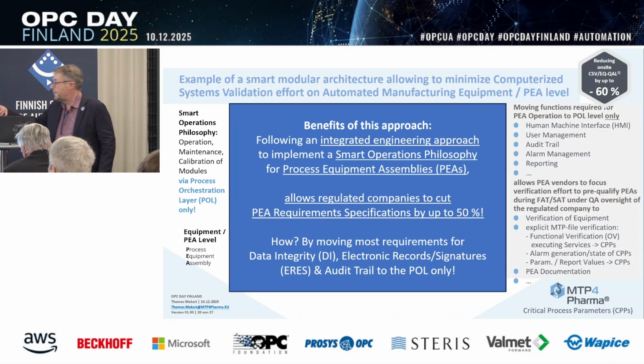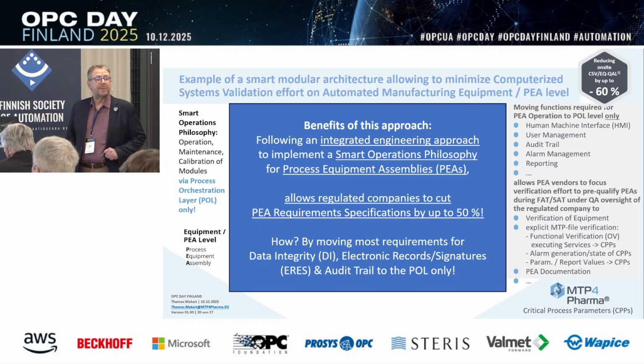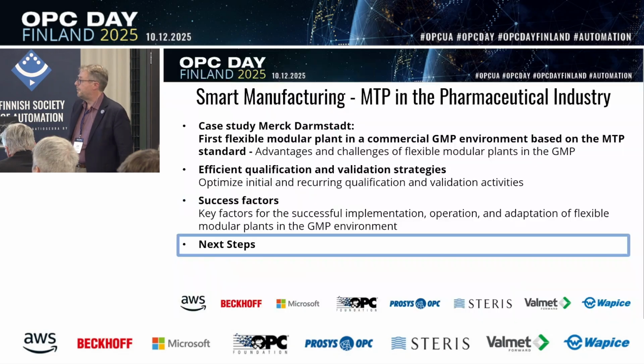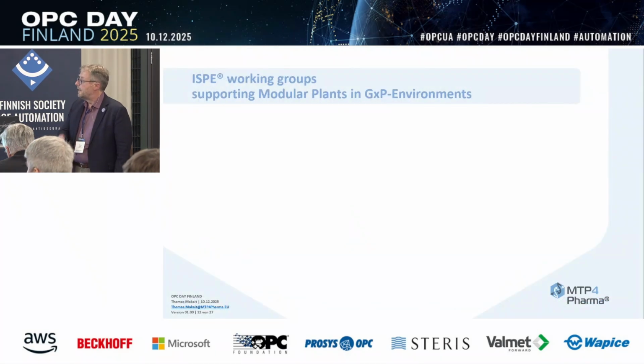I have to speed up. And the benefit is you can cut requirement specification by up to 50%. And that's proven in projects because all the cumbersome details, electronic records, signature stuff moves up to the POL, you eliminate it on PEA level. And data integrity compliance risks are minimized. Next steps.